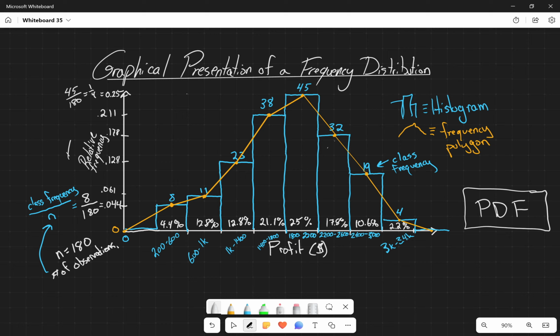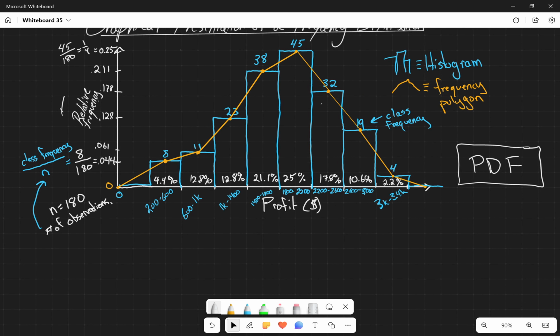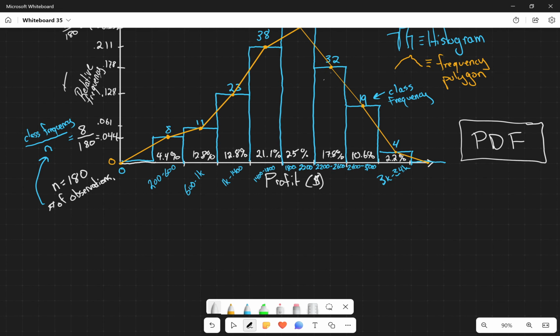So after we have calculated, graphed the histogram, done the frequency polygon, and reset the axis so that we're now looking at relative frequency rather than the raw frequency by dividing the class frequency by the total sample size, now we want to construct a cumulative frequency distribution, or a cumulative distribution function. So how do we construct a CDF?